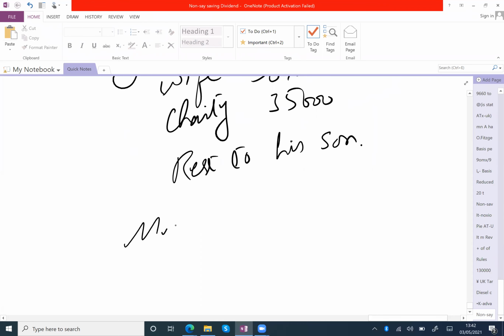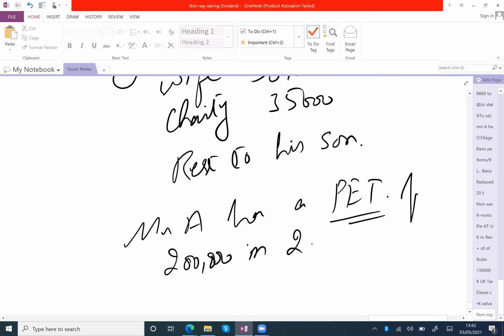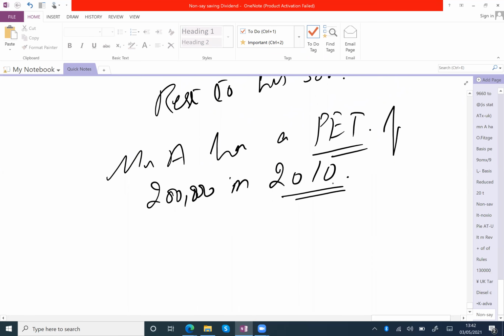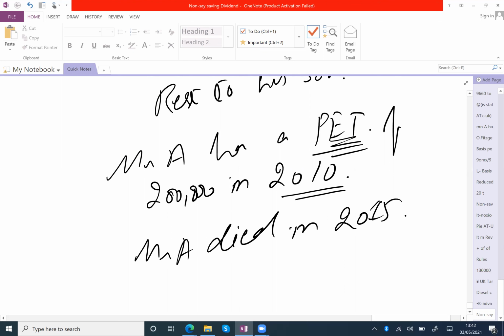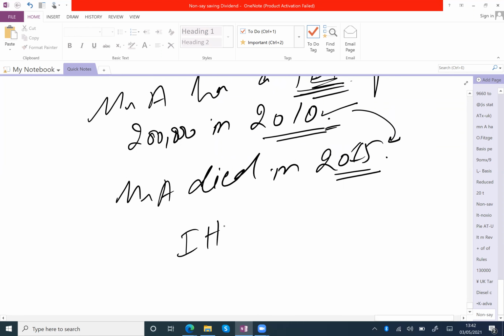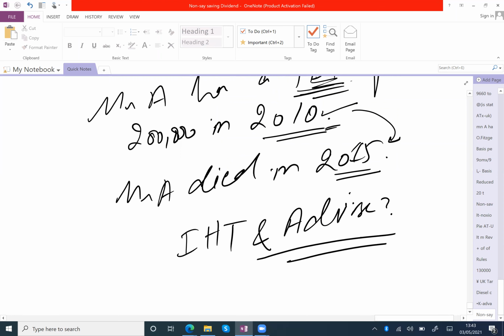Next paragraph, Mr. A has a PET, potentially exempt transfer, a lifetime gift of 200,000 in 2010, and he died in 2015. So this PET becomes chargeable at the time of death because you made this PET in 2010 and you are dying within 7 years of this gift. So death tax will apply on the PET. Your requirement is firstly to calculate the IHT on the death estate and then advise how much he should donate to charity to qualify for the reduced rate of IHT.